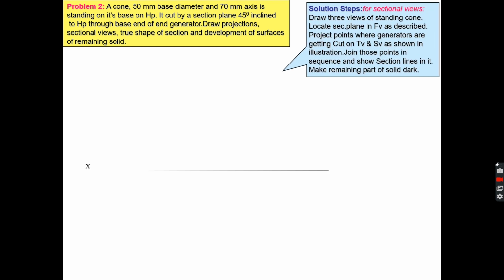Draw projection, sectional view, true shape of the section, development of the surfaces of the remaining solid. So first we have to draw the front view and top view of a cone. Right? So this is your top view of the cone, and I am dividing the circle into 8 parts. You can also cut it into 12 parts.